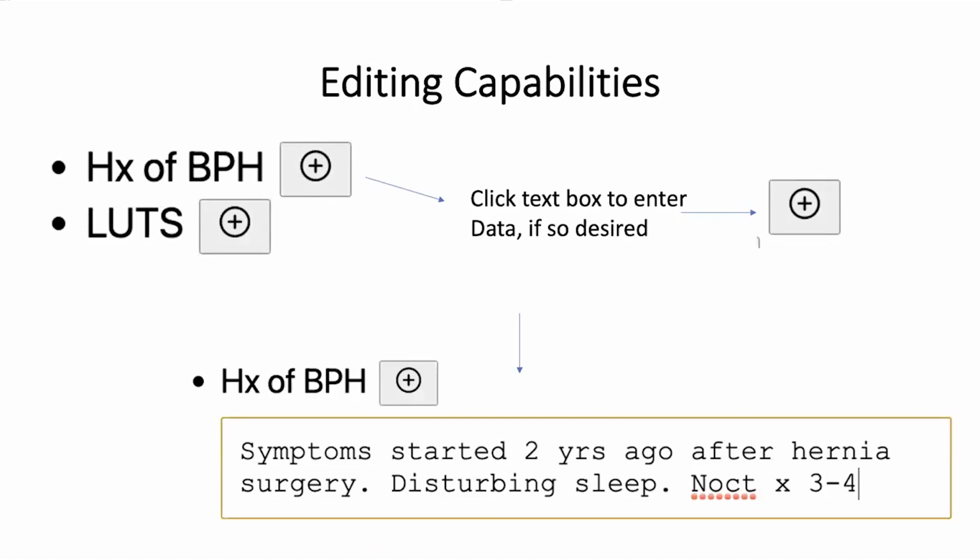This is the BPH template, and you can see it is quite thorough in regards to all of the questions that a scribe or a medical assistant would need to ask a patient regarding their chief complaint. The program also has editing capabilities where if you click on the plus sign, you can then enter data by typing it in, or the scribe can type this in to the data box, and this records a permanent record for the physician to review.